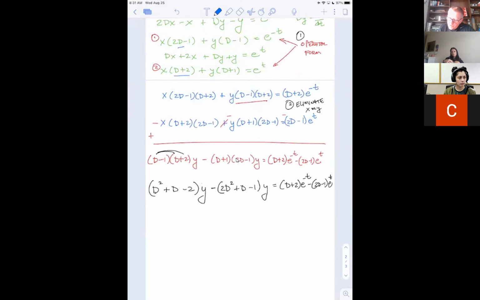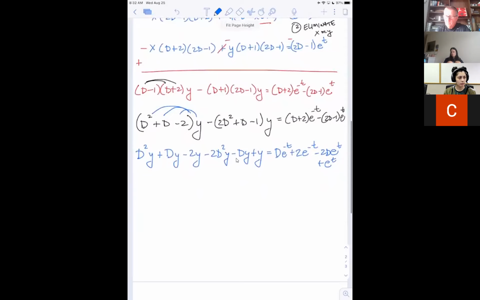Well, if you just distribute this in here, D squared y plus dy minus 2y minus 2d squared y minus dy plus y equals d e to the negative t plus 2e to the negative t minus 2d e to the t plus e to the t. Did I make any dumb algebra mistakes there? Distributed my negative signs. Now do you see it?